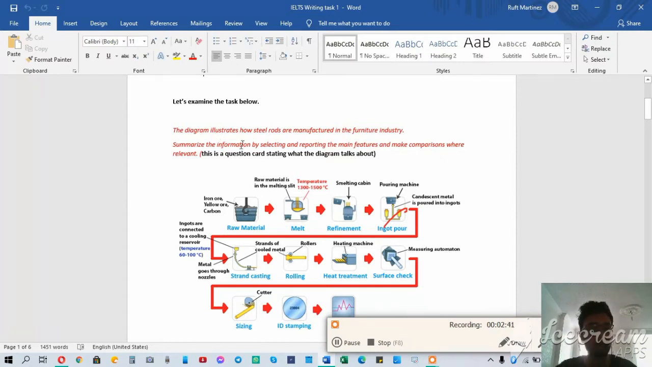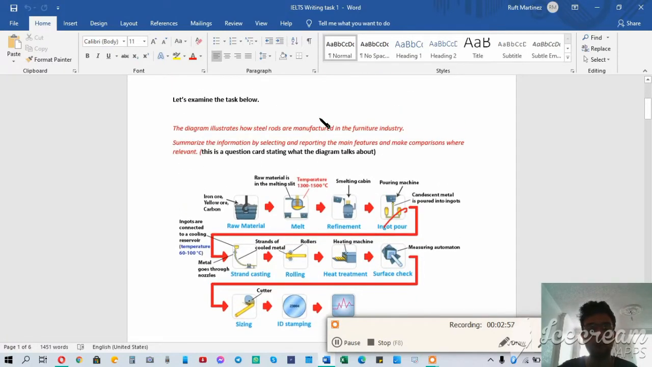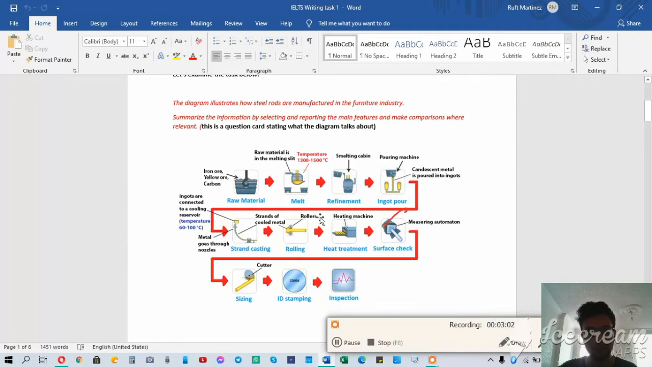It says: the diagram illustrates how steel rods are manufactured in the furniture industry. Summarize the information by selecting and reporting the main features and make comparisons where relevant. The question card is all about what the diagram talks about. Before you start writing your diagram essay, it's better that you make yourself familiar with the question and the diagram itself.